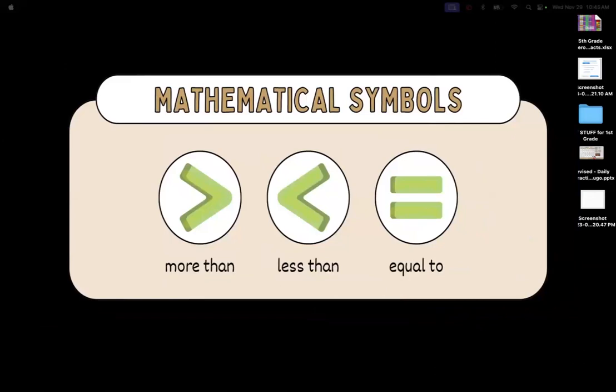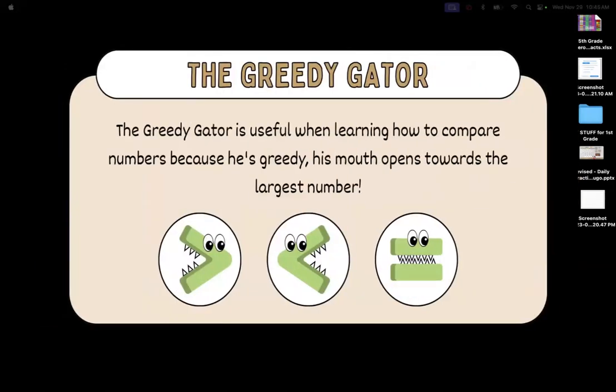We're going to play more of that. So we're going to play with the alligator today. We're going to learn a little bit about more than, less than, and equal to. So the greedy gator is learning how to compare numbers. He's greedy and his mouth opens toward the largest number. He goes, oh, I like that meal better than that meal. I'll get more food in that one, okay? So when you have the greater number, he's going to eat the bigger number. And if they're the same, he's going to hang out because he can't eat both meals. He'd be too full and then he'd fall asleep, right?